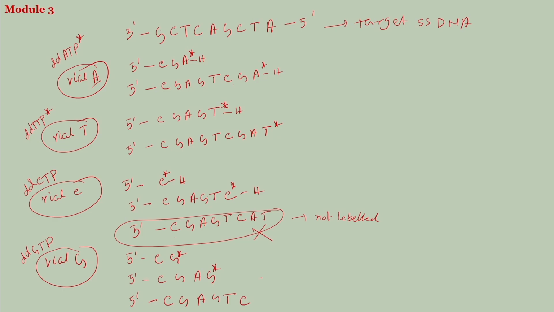Sorry, made a mistake. This is C, this is G, so opposite is A, then this is G, then opposite is T, then G opposite should be C, then should be a G here.